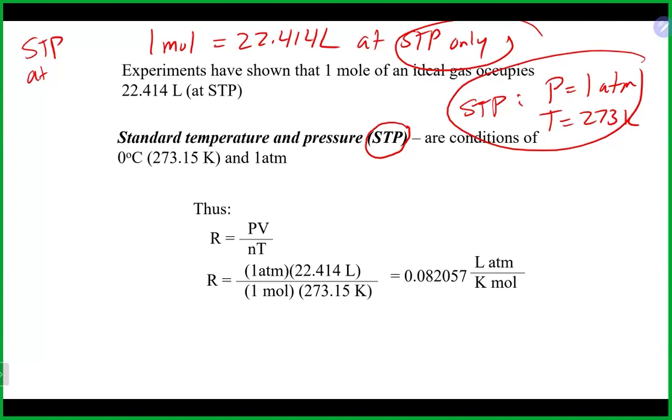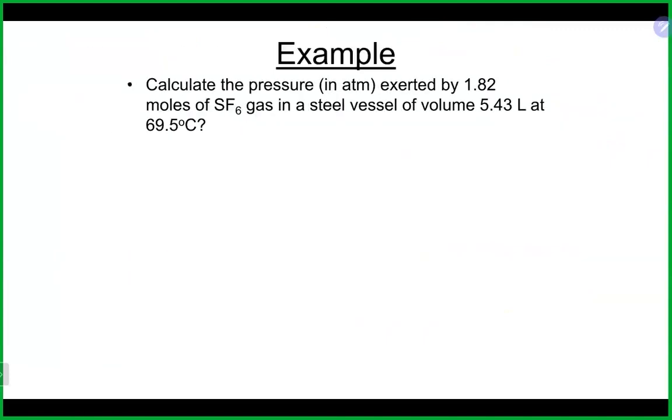By the way, if we solve for R in the ideal gas law and we put in all of our values at STP, that is how we get the gas constant. That 0.08206 number comes from basically solving for R with all of our STP conditions. Any questions on that there? All right, let's try one here.